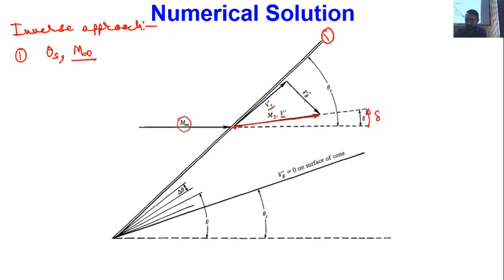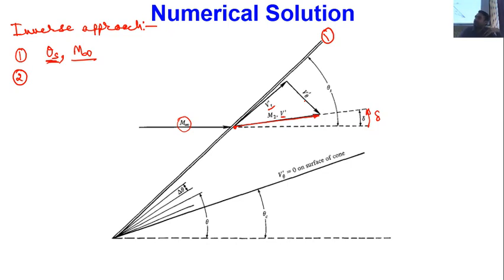So the first thing we have assumed is that we have a shock wave at an angle theta s, and M infinity is the free stream Mach number which it is experiencing. Now the important point is that this shock wave, and this streamline, is nothing but a simple case of an oblique shock wave.